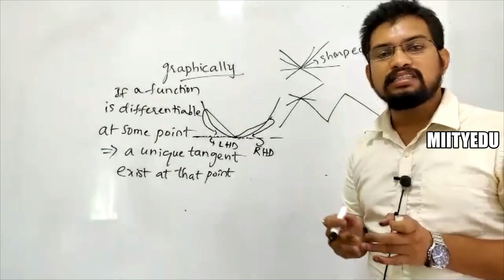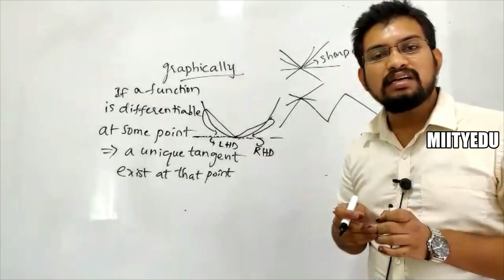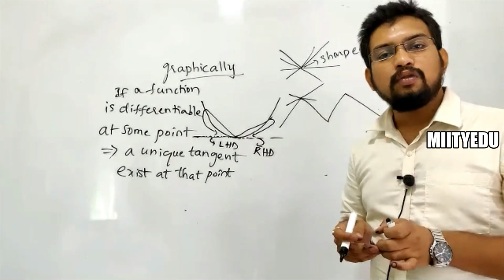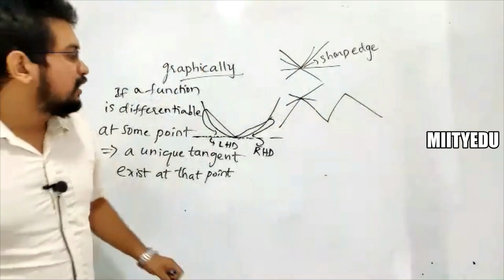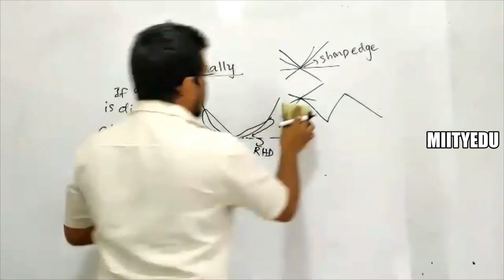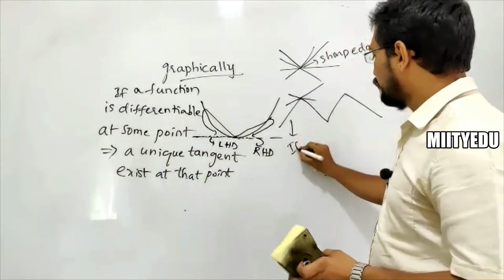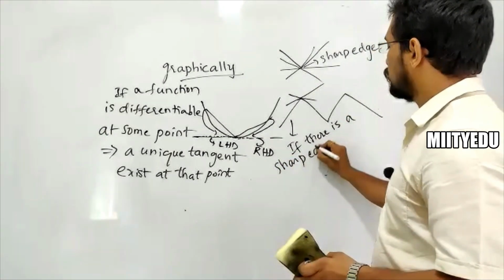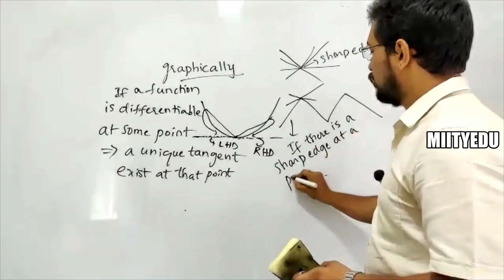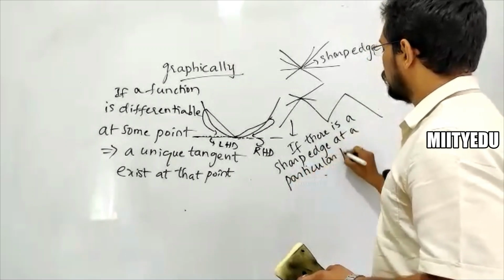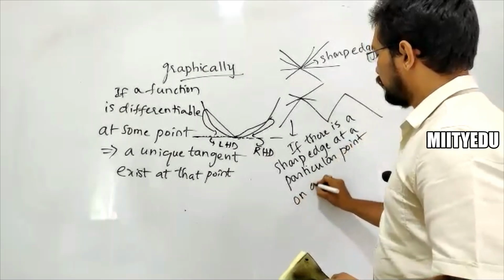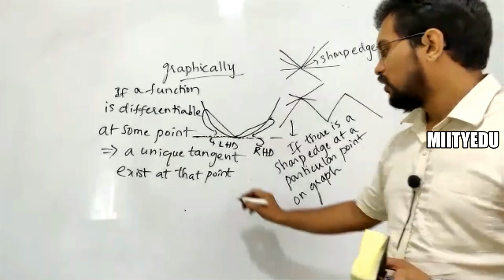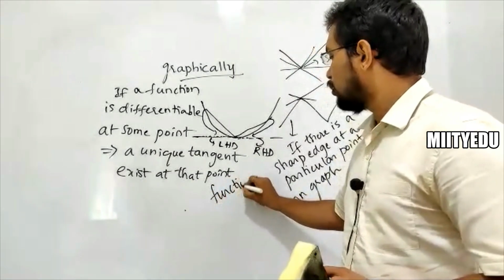If I am able to draw in such a manner, there is no concept of unique tangent, so there is no concept of differentiability at that point. That function is said to be non-differentiable at that point. So graphically speaking, what I need to understand is that if there is a sharp edge at a particular point on the graph, the function is non-differentiable.